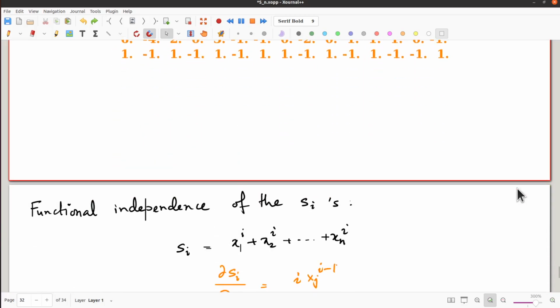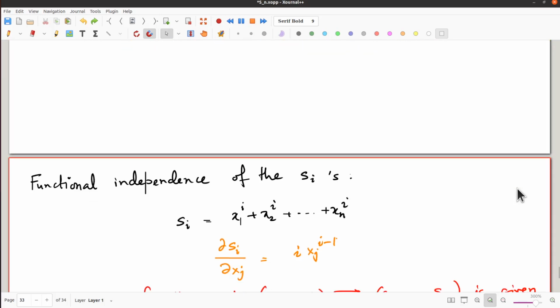First of all, we established that these s_i, which we defined as the sum of all the ith powers of the x's, x1 to the i plus x2 to the power i plus all the way up to xn to the power i, are actually functionally independent of each other. To prove that they are functionally independent, what we need to do is determine their Jacobian, and for that we need the partial derivative del s_i del x_j. It's pretty easy to figure out that that partial derivative is i x_j to the power i minus 1.